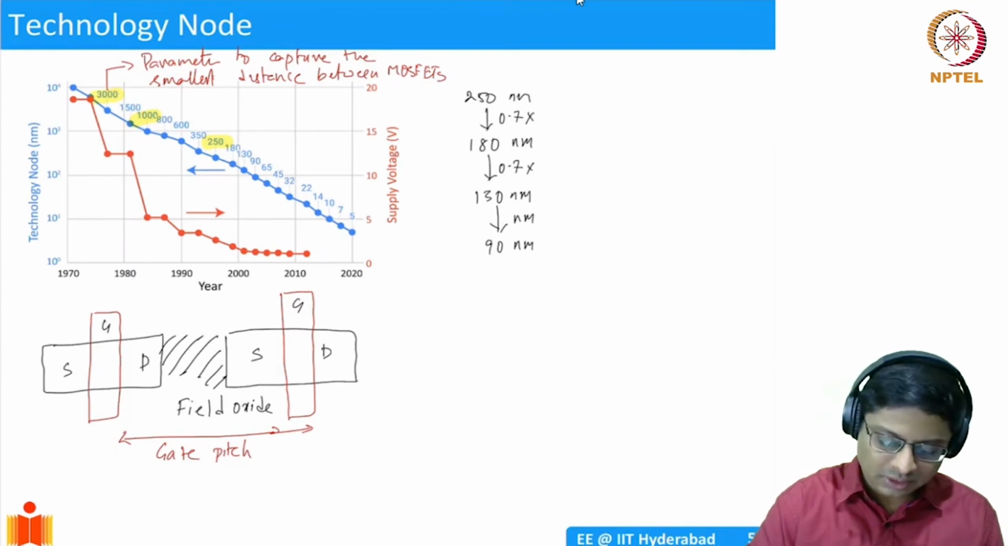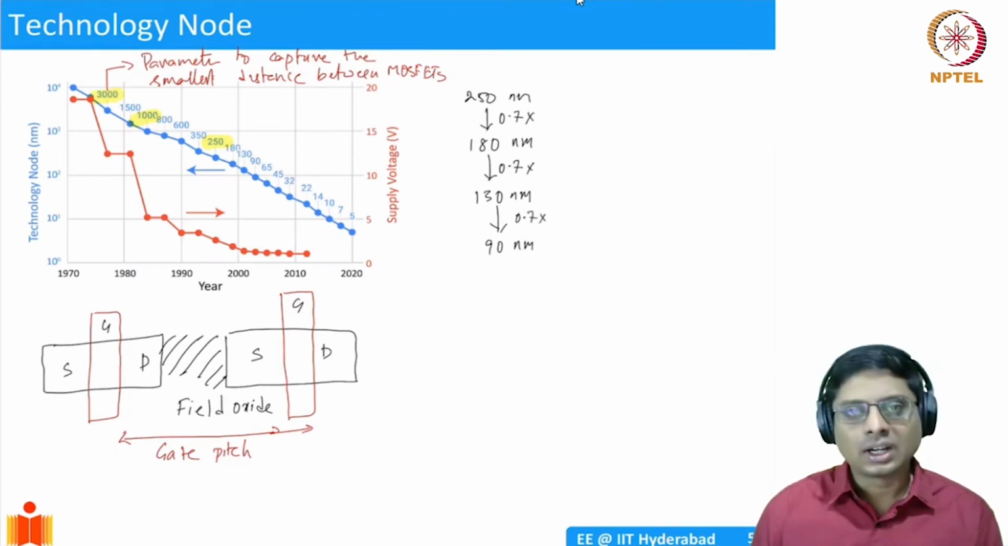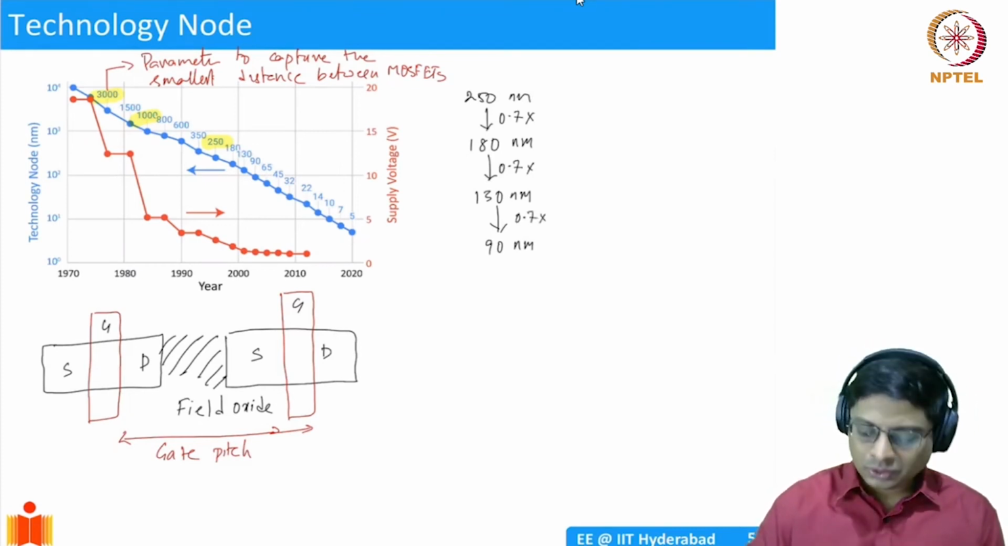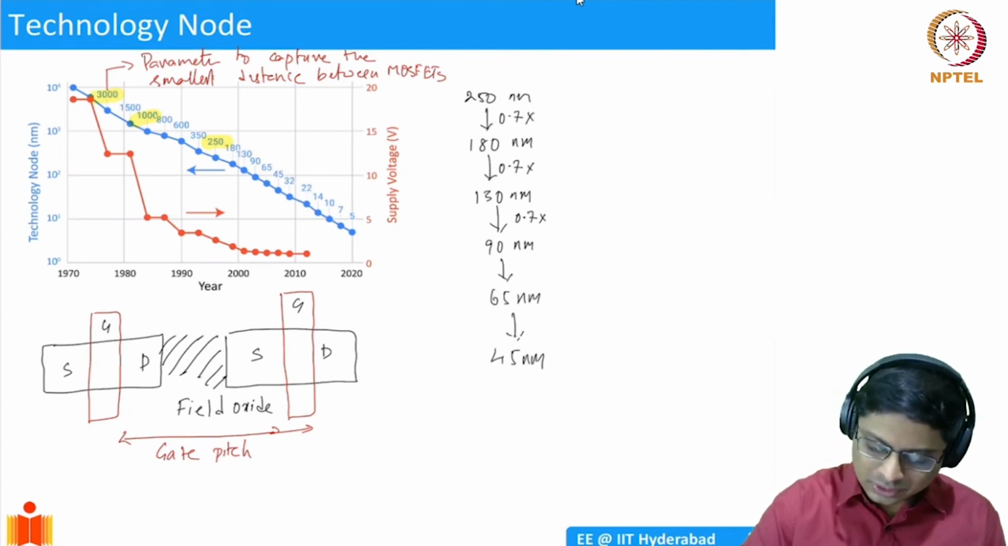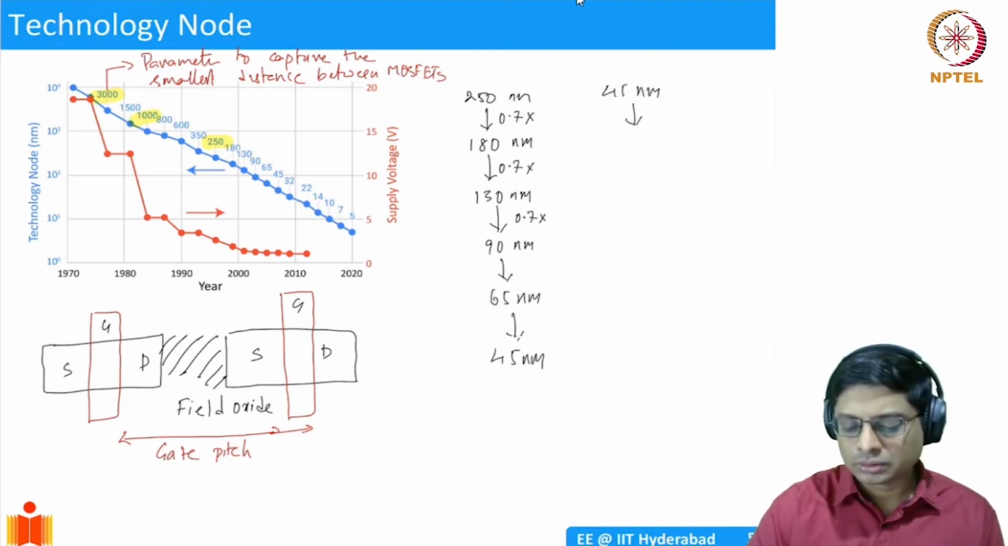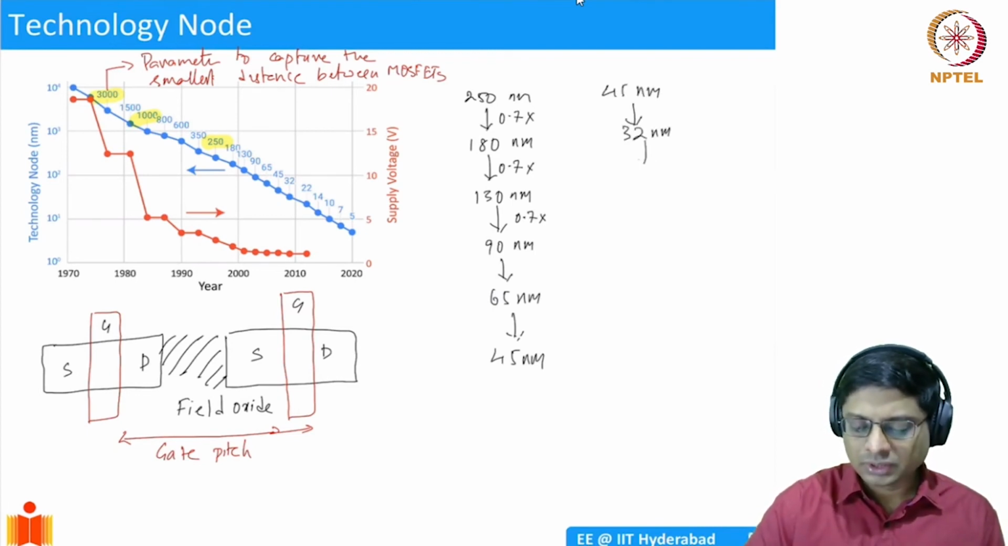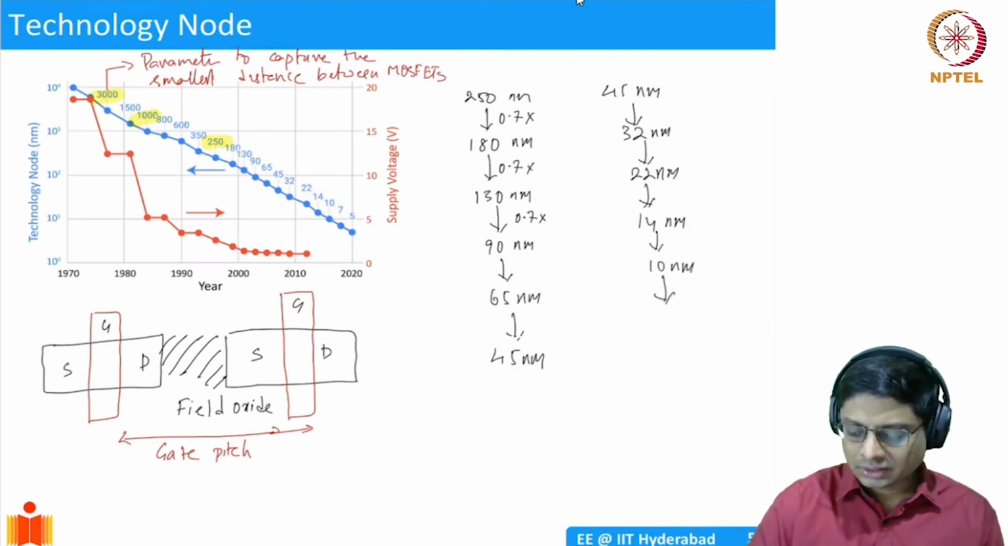Okay, shrink it by 0.7. Okay, and so on. So if you want to write out more, it will be 40. After this, it was 65 nanometers, and then that led to 45 nanometers, and that would lead to 32 nanometers. That would lead to 22, I believe. 32 into 0.7 will be 22 nanometers, and then 14 nanometers. Then it will come to 10 nanometers, and then 7 nanometers, and then 5 nanometers.